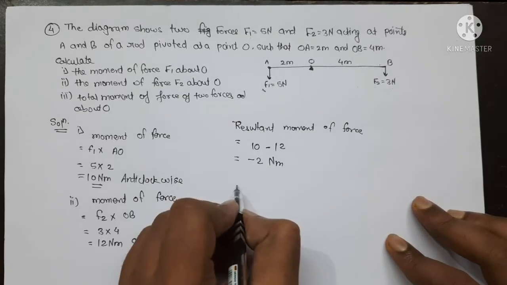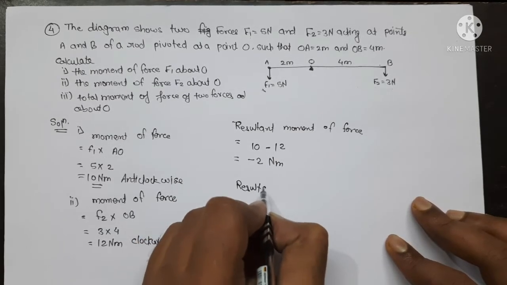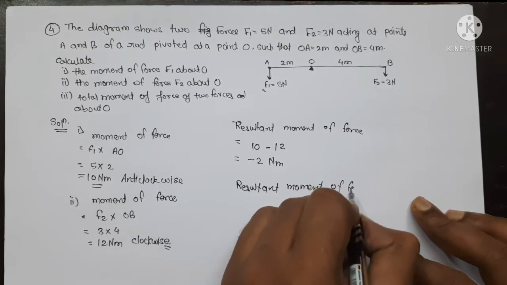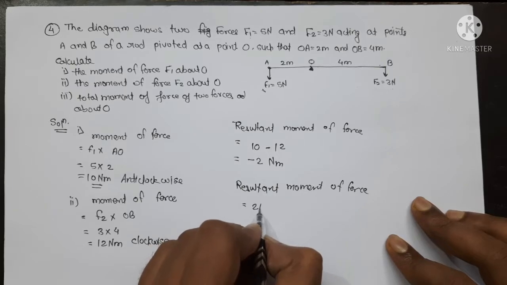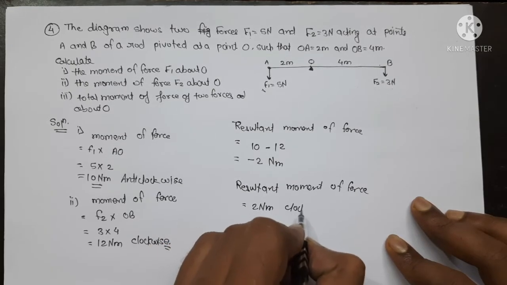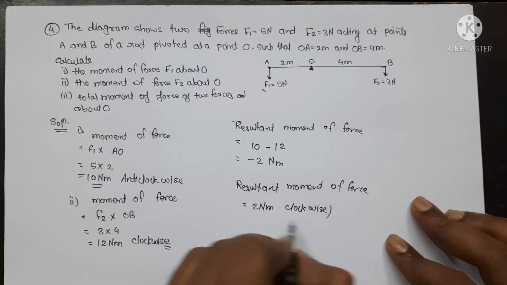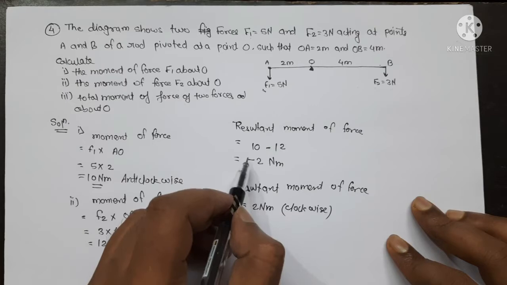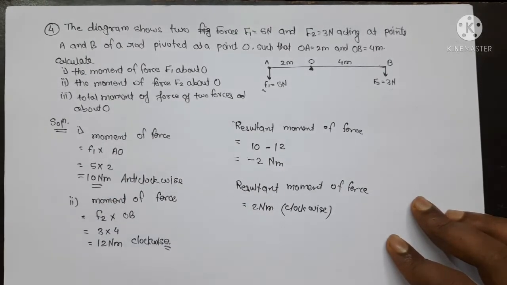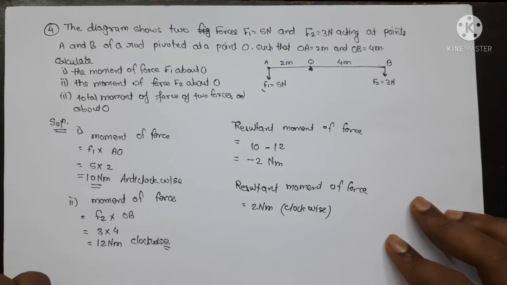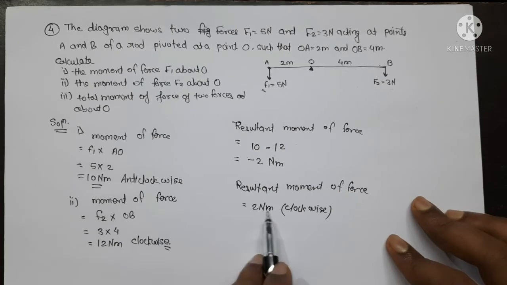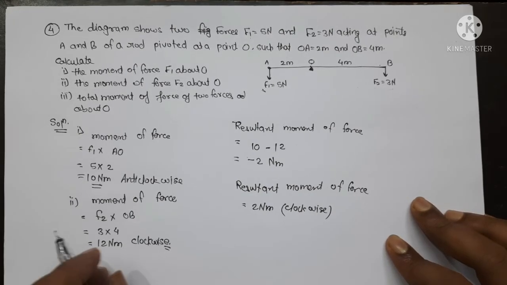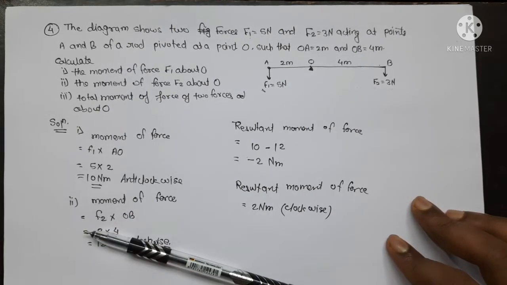Now you can write the resultant like this also: the resultant moment of force is 2 Newton meter clockwise. Either you can write minus 2 Newton meter, where the minus indicates that the turning effect will be in the clockwise direction. Or the second way is 2 Newton meter clockwise, so no need to write the minus sign. Okay, now we can move to the next question.